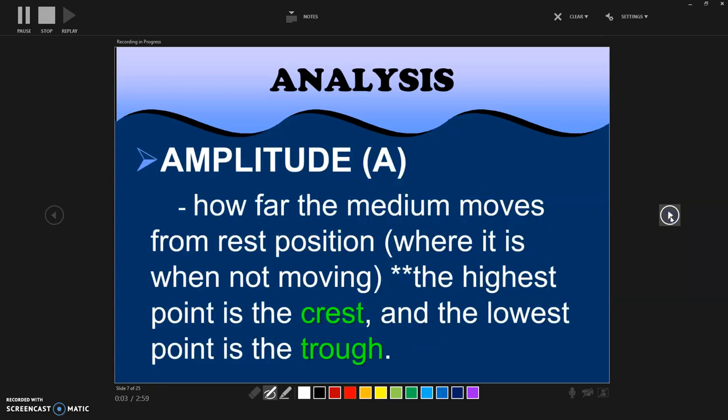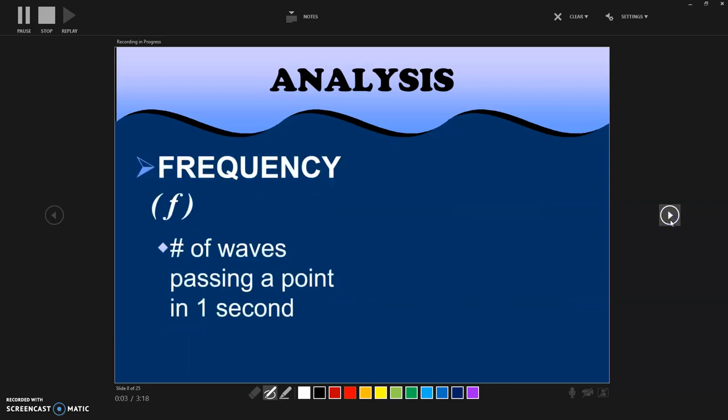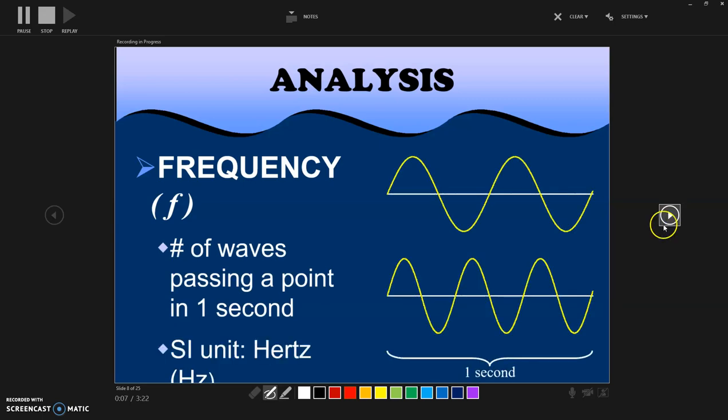Then we have the terms used in our topic for today. Amplitude refers to how far the medium moves from rest position, where it is when not moving. Then we have the crest, which is the highest point of the wave, and the lowest point is the trough. Then the frequency refers to the number of waves passing a point in 1 second. Its unit is hertz.